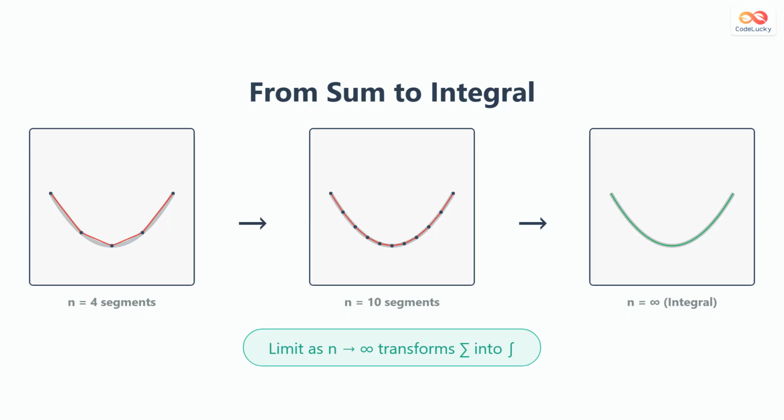To get the exact length, we need to use limits. As we increase the number of segments to infinity, each segment becomes infinitesimally short. The polygonal path approaches the actual shape of the curve perfectly. This transforms our sum into an integral.